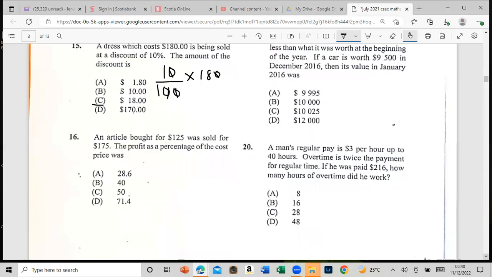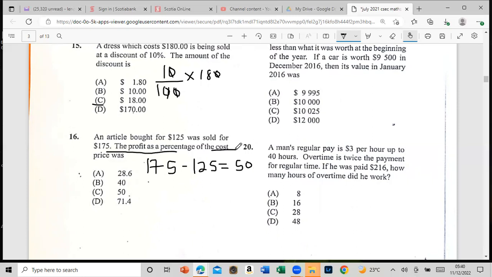An article bought for $125 was sold for $175. The profit as a percentage of the cost price was... Alright, so first we find out how much the profit is. The profit is how much money you make. You buy for $125 and sell for $175. You express it as a percentage, profit as a percentage of the cost price. Notice they are very specific: cost price. So the profit is 50, and that's the profit of the cost price, 125.